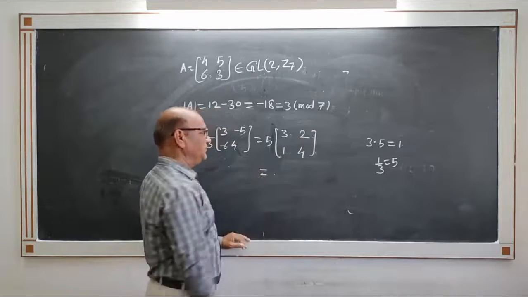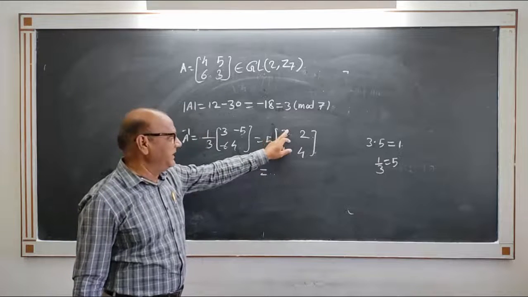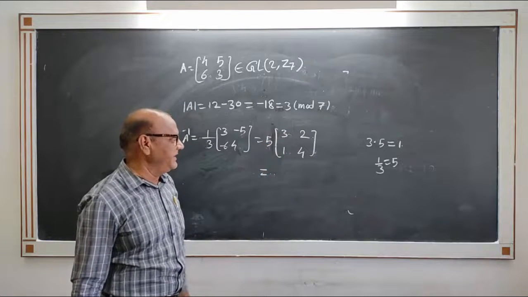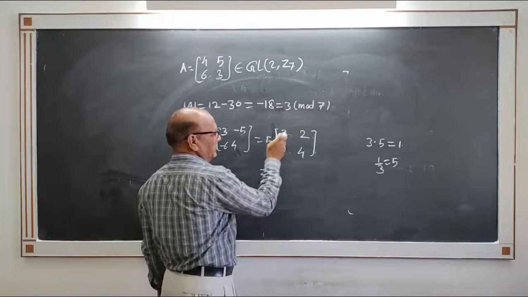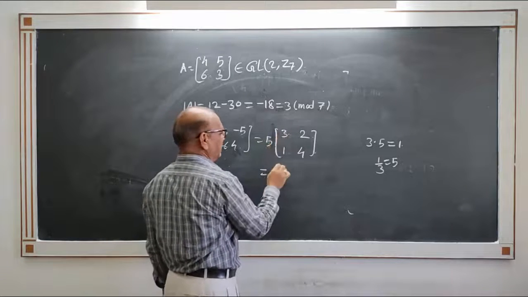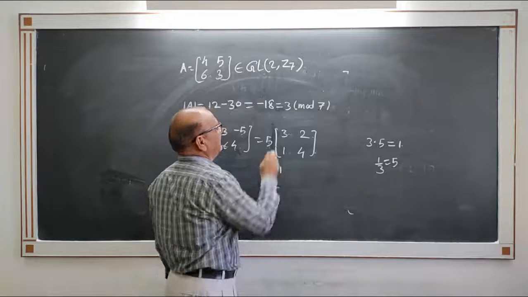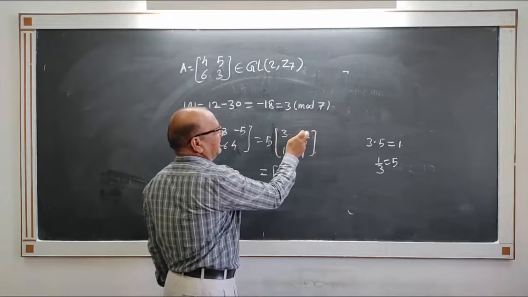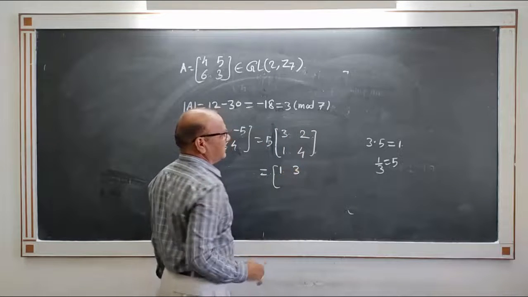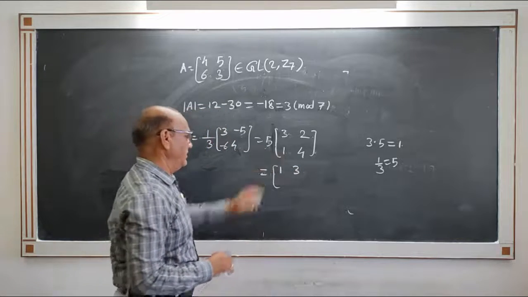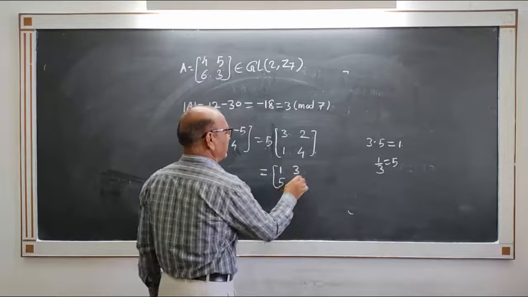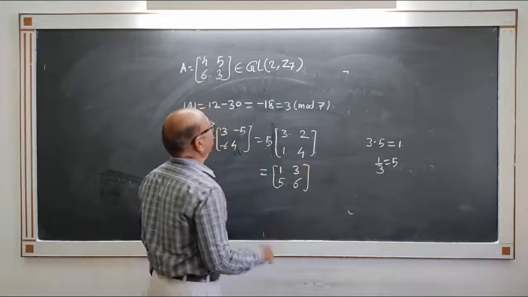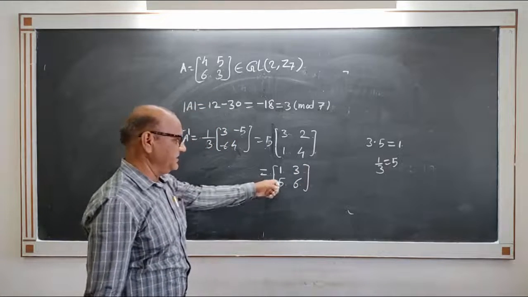And this is equal to 5 multiplied to each element. This is equal to 15, and 15 in Z7 means 1. 10 means 3 in Z7. 5. 20 means 6. Like this. This is the A inverse.